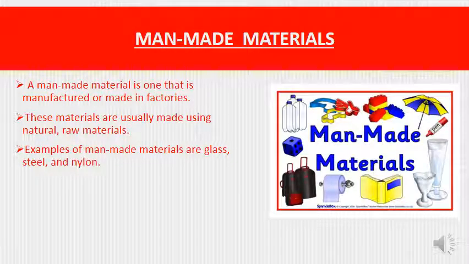The other type is man-made materials. A man-made material is one that is manufactured or made in factories with the help of a man. These materials are usually made using natural or raw materials found in the nature. Examples of man-made materials are glass, steel, and nylon. You can see in the picture umbrella, bricks, bag, tissue, book. These all materials are made by using other natural materials found in the nature.